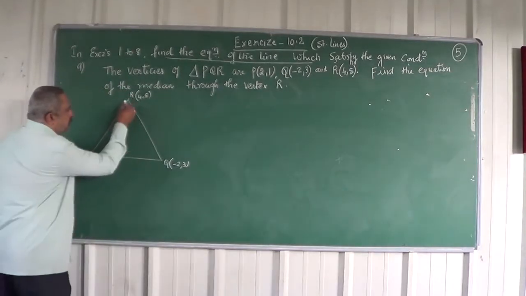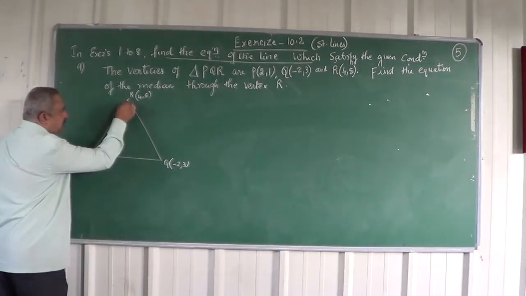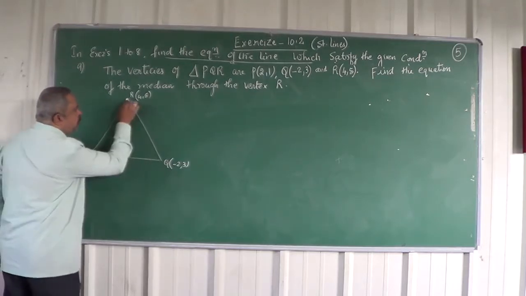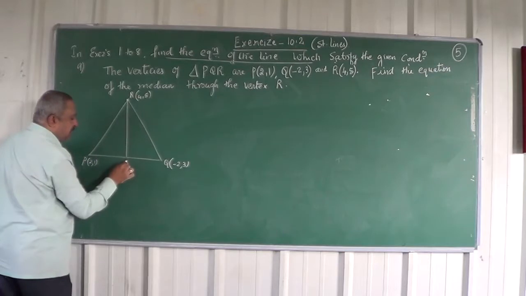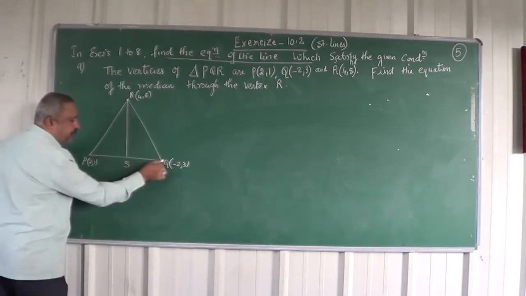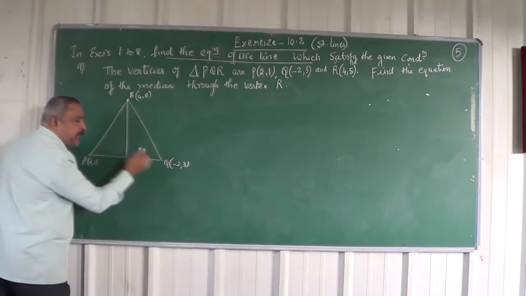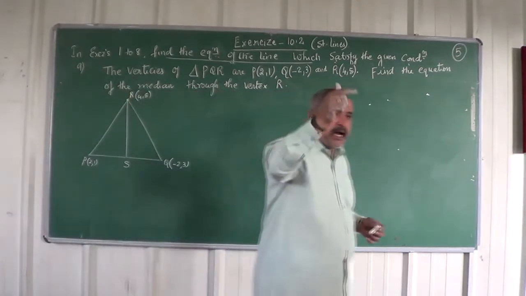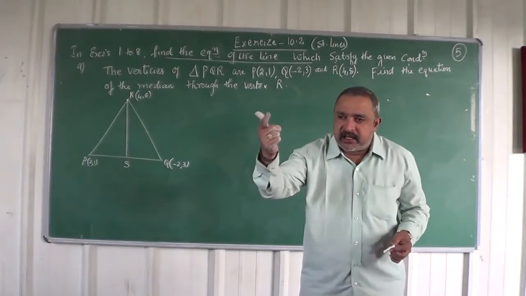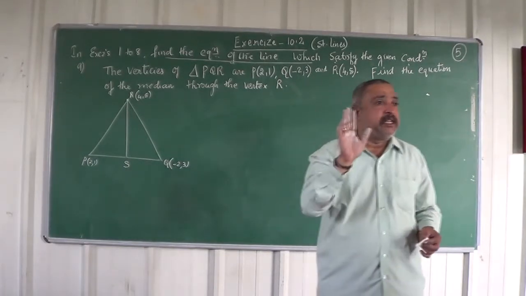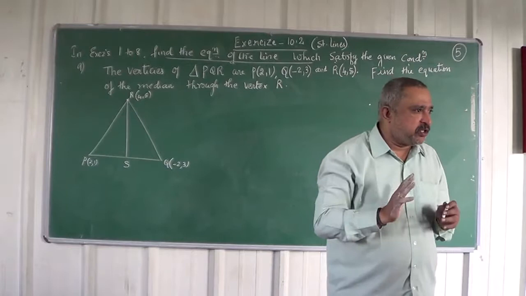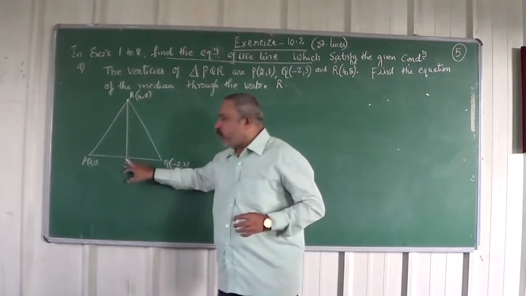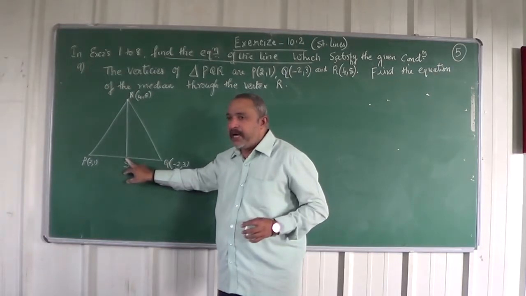Draw the median through the vertex R. This is vertex R, and draw the median. The median is drawn through which vertex? Vertex R. Let it meet the opposite side PQ at S, the midpoint of PQ. That is the characteristic of the median. A median drawn from any vertex meets the opposite side at its midpoint. What is the definition of median? It is meeting the opposite side at the midpoint.